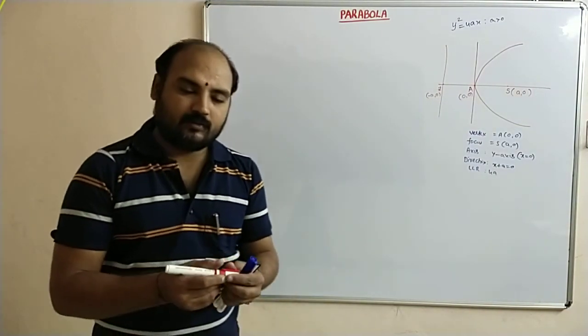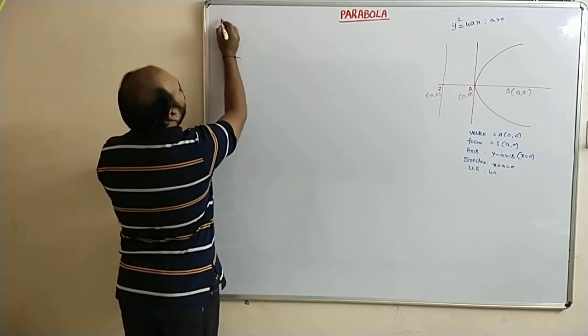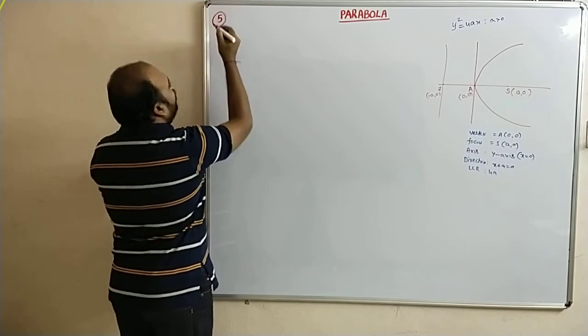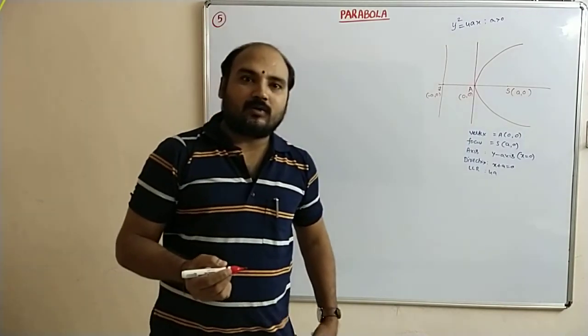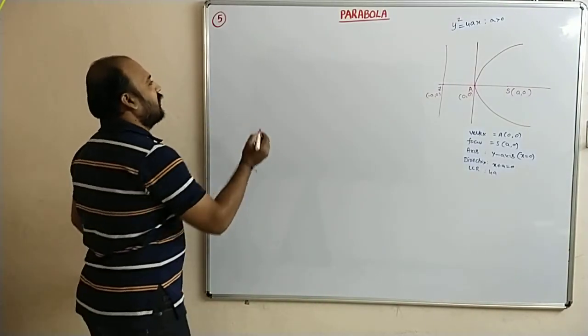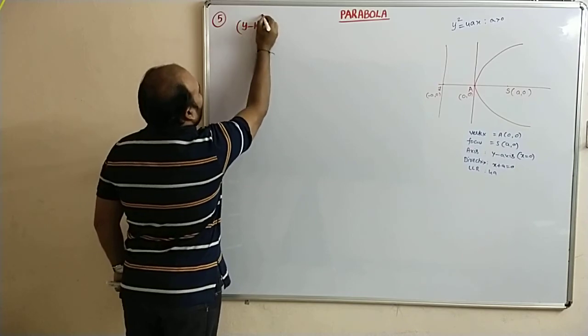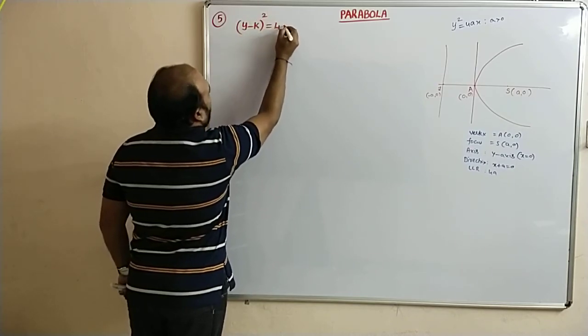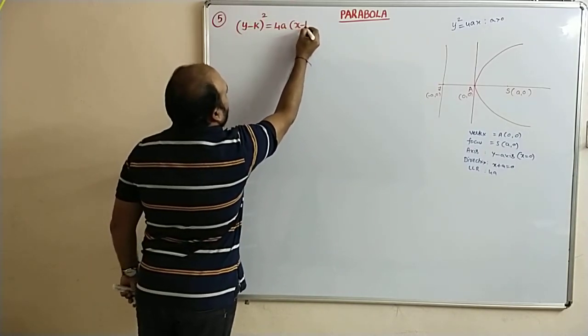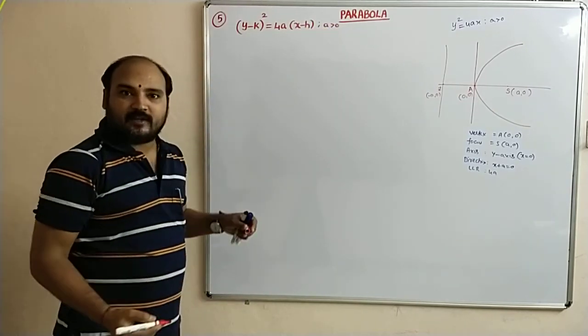Now the fifth one, the equation of parabola, the fifth model. The equation of a parabola whose vertex is not at the origin but at h comma k, we are writing now: y minus k whole square is equal to 4a into x minus h, where a is greater than 0. Here also I will explain that.